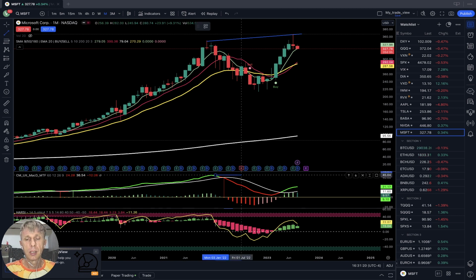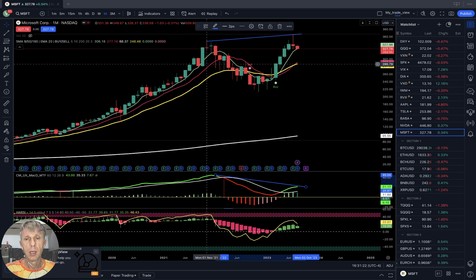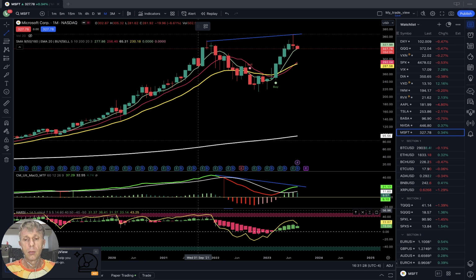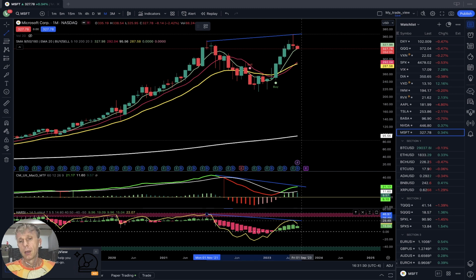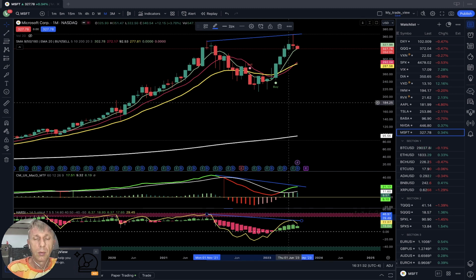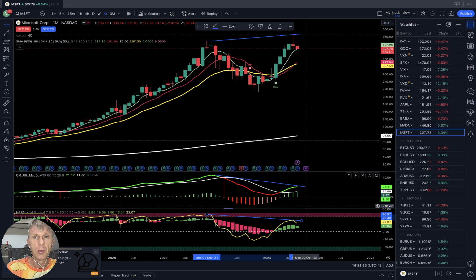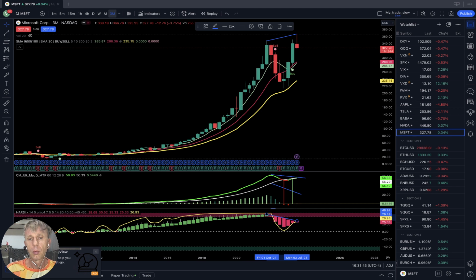Price action is bullish. Look at this line. Price action bullish, MACD bearish, and RSI bearish. Bullish trend with bearish divergences on all indicators for Microsoft. And let's see quarterly. What's going on quarterly? Quarterly, same bullish trend with bearish divergences.